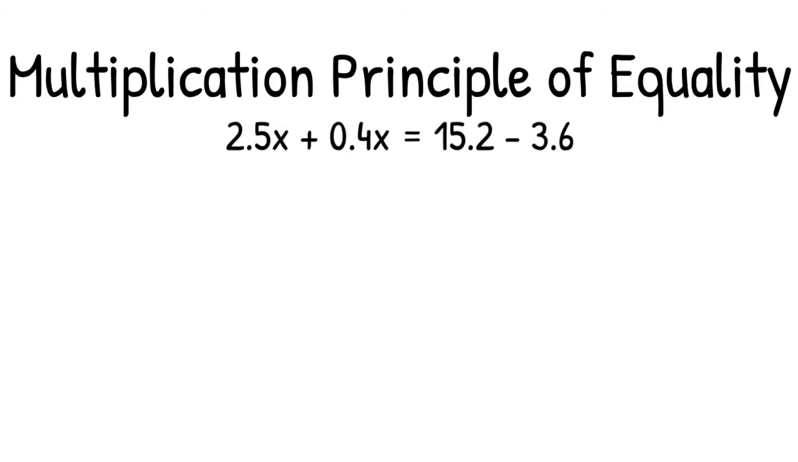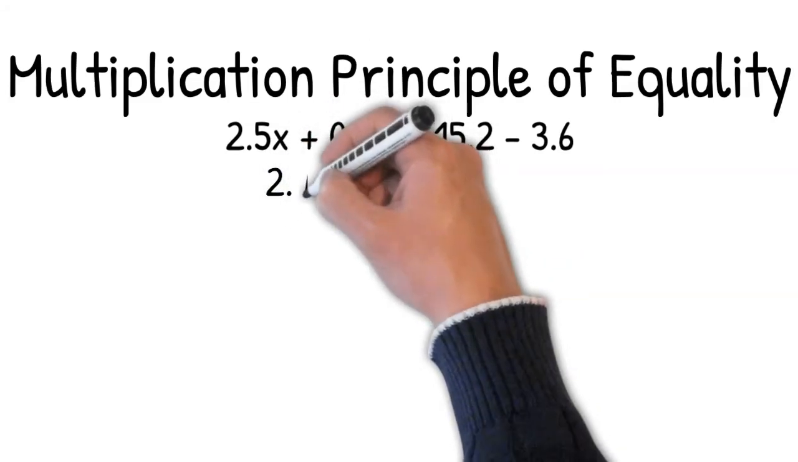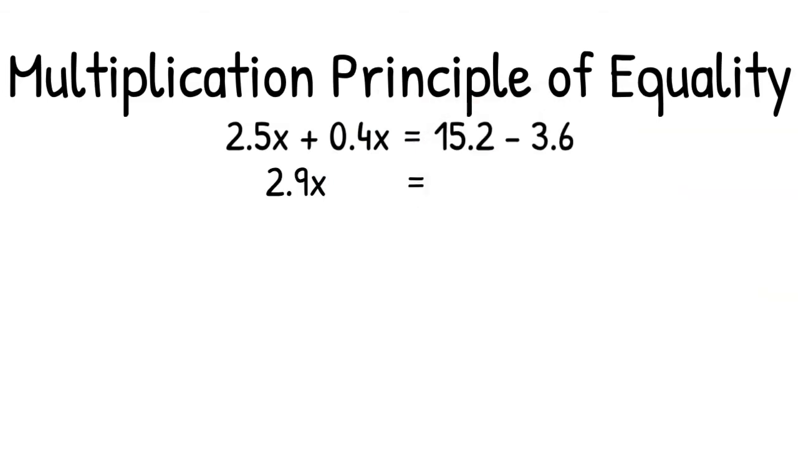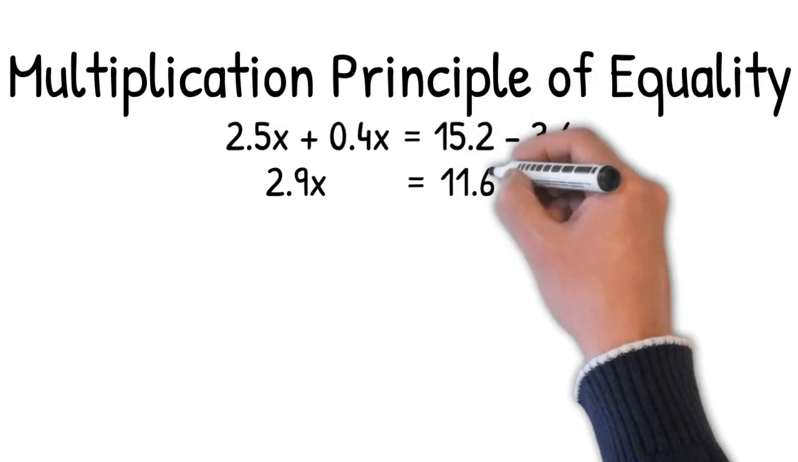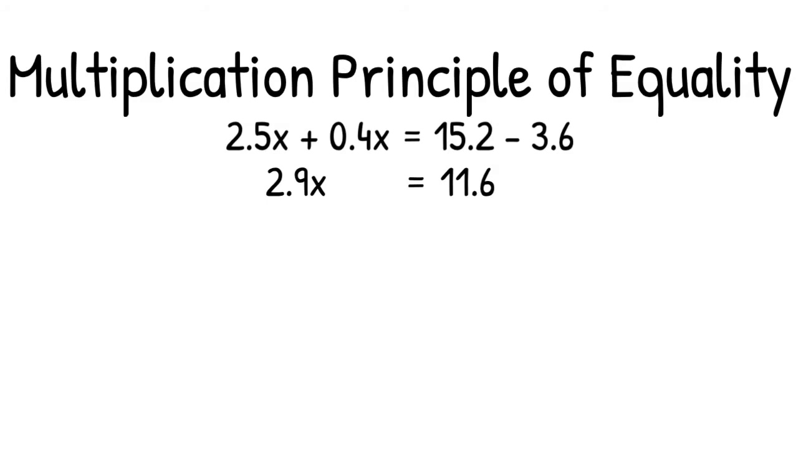All of the terms on the left side are variable terms of x, so combine the coefficients. 2.5 plus 0.4 is 2.9. So we have 2.9x. All of the terms on the right side are constant terms. Once again, combine the coefficients. 15.2 minus 3.6 is 11.6. Both sides of the equation are now simplified.